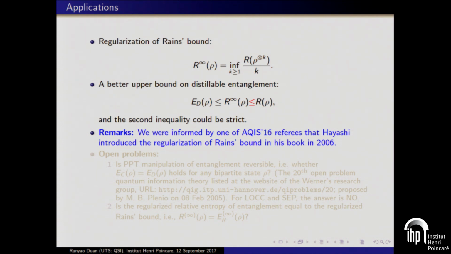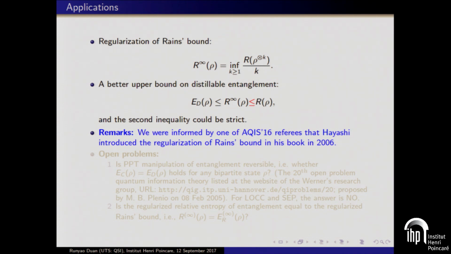Because here we have this open problem list URL. So the relevant open question is whether PPT manipulation of entanglement is reversible. This is the 20th open problem in this Werner's list. What we ask is whether the E_C rate equals the E_D rate for any bipartite state. This is the open problem.